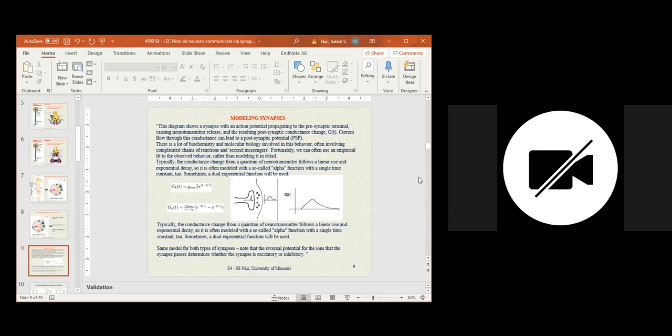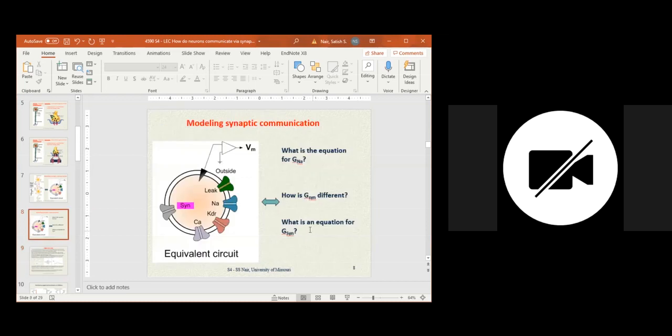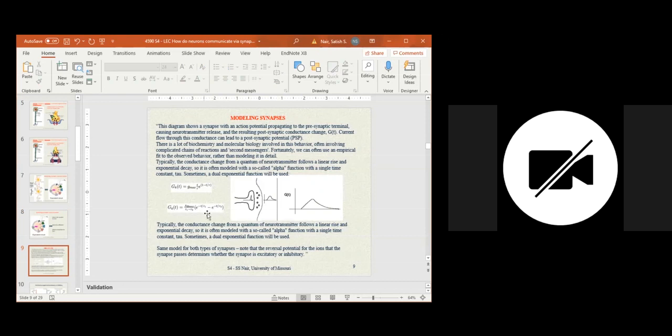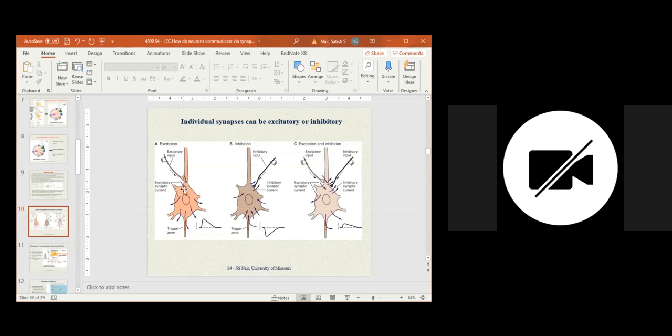For GABA synapses, it's around minus 70 to minus 80 to minus 85. Okay. So the question here was, what is an equation for GSyn? The answer is, the equation is something like this. We won't hold you down for this. It's good if you remember it. But if you plot that equation versus time, this axis needs to be labeled time. An equation, whatever is a curve fit for that, some of those are given here. That's an equation.